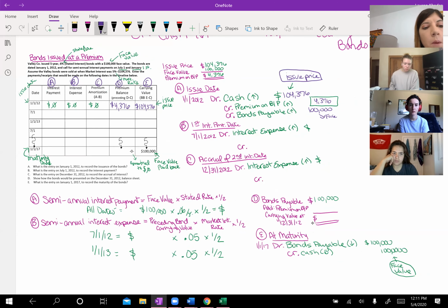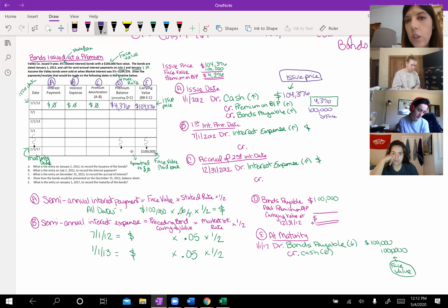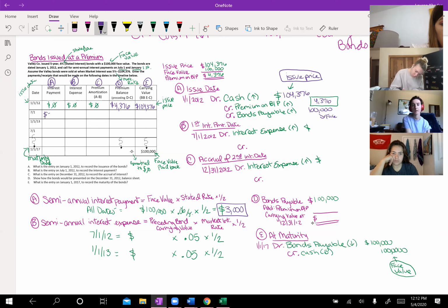For the first semi-annual interest payment date, July 1st, 2012, you're going to take 100,000 face value times 6% stated interest times 1/2 to get how much interest they're going to pay out each payment date. 3,000. So I'm just going to include 3,000 in each of these dates all the way down this column, correct?